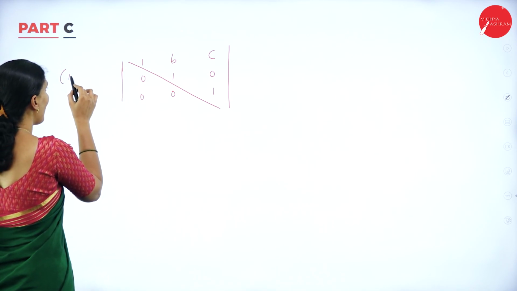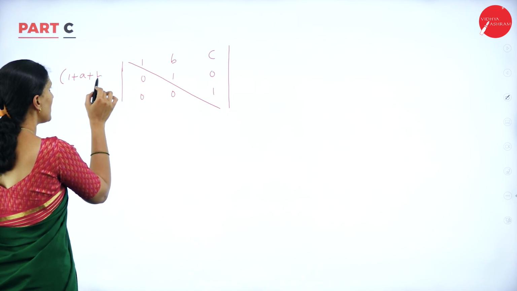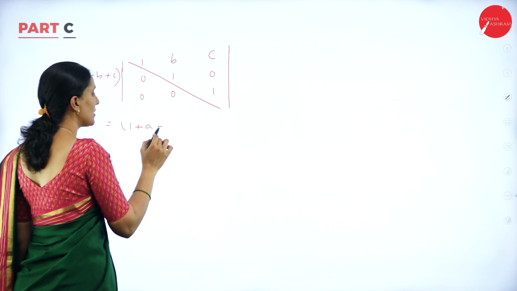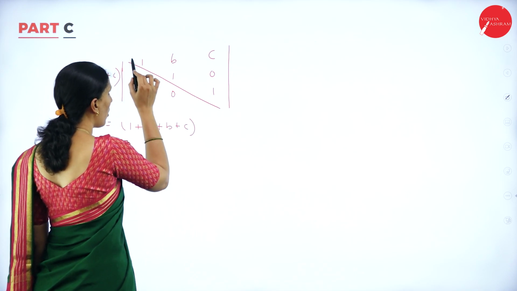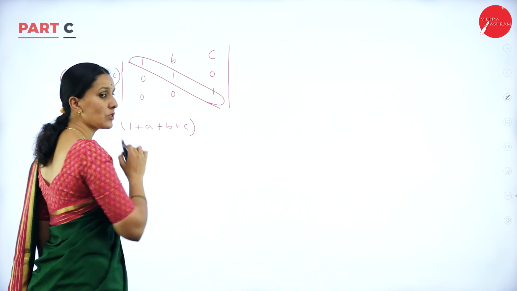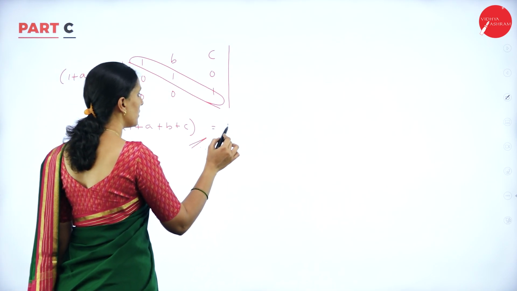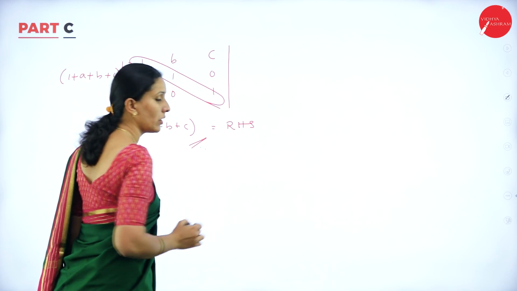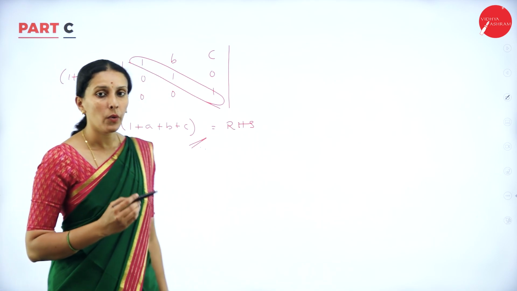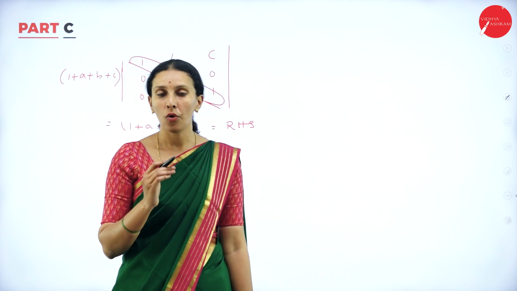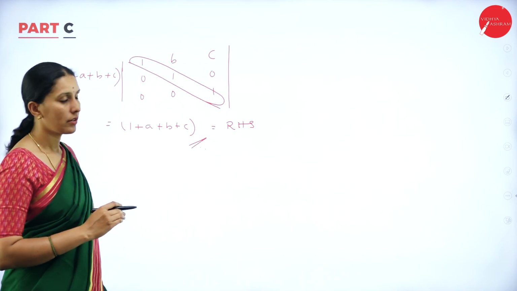So outside we have a common factor 1 plus A plus B plus C. So 1 plus A plus B plus C into the product of the principal diagonal elements, which is 1 only. So 1 into the factor gives you the same. That is what we have required. So there will be one question from the determinants on elementary row or column operations.